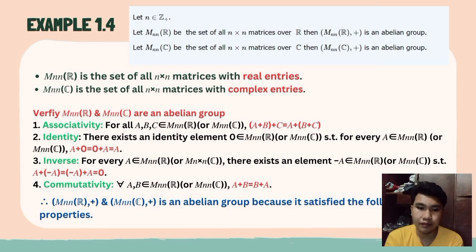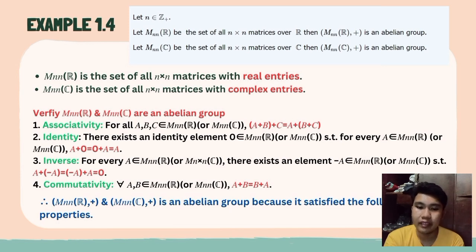For the inverse, for every A in the set of all n times n matrices over the real numbers or the set of all n times n matrices over the complex numbers, there exists an element negative A in the same set, such that A plus negative A is equal to negative A plus A is equal to 0.